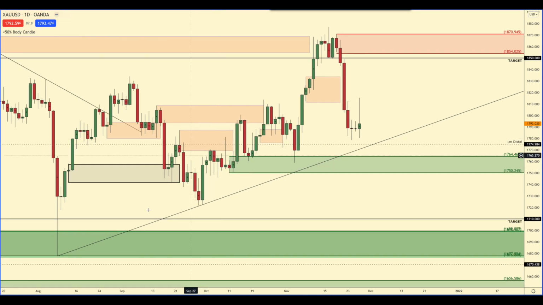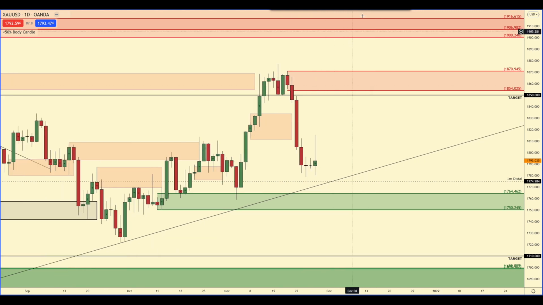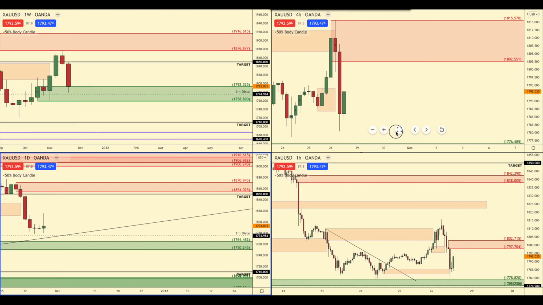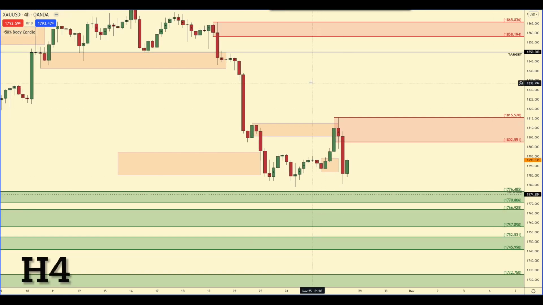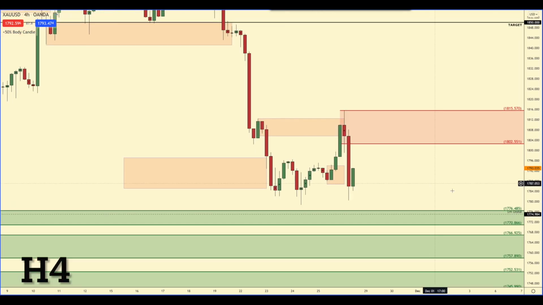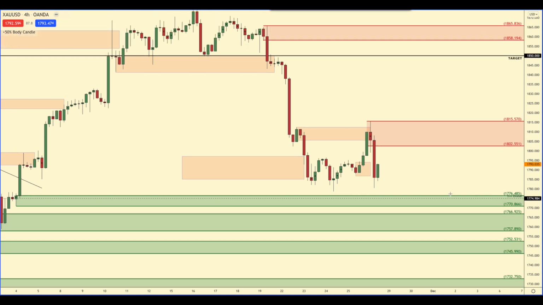We do have a very decent uptrend on gold, although momentum has clearly been lost, and that'll be more visible on a lower time frame like a 4-hour chart. Clearly we're kind of trending down. So basically for me on gold, I'm basically waiting.